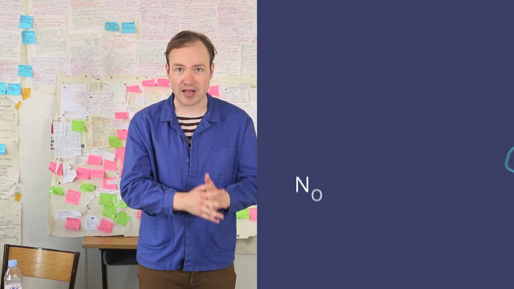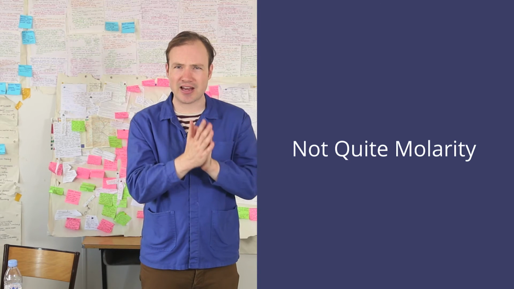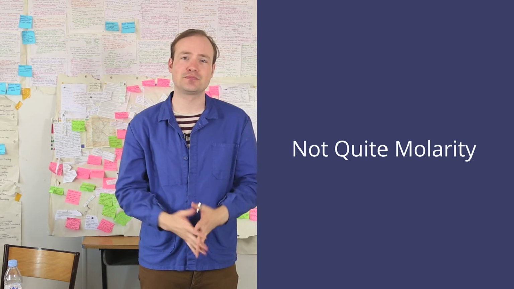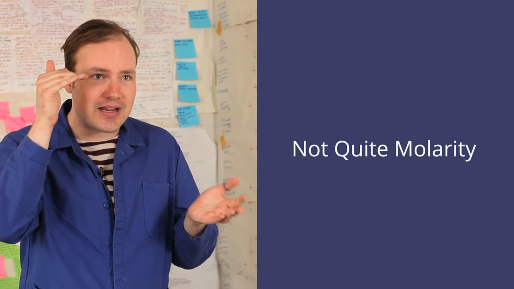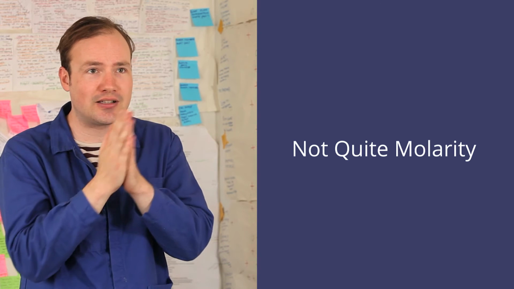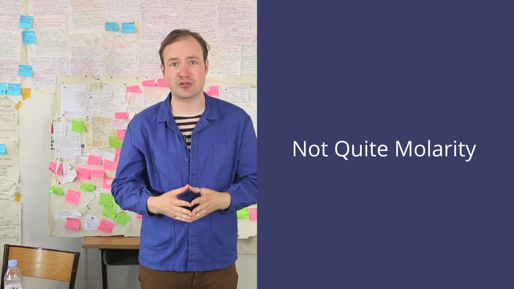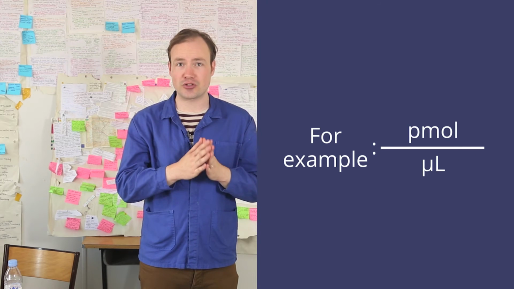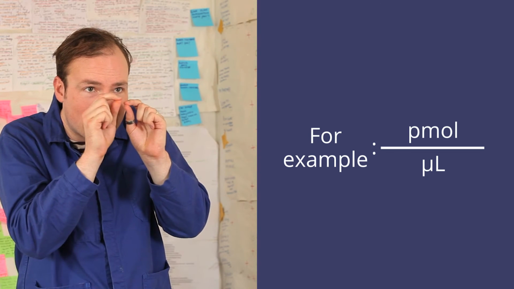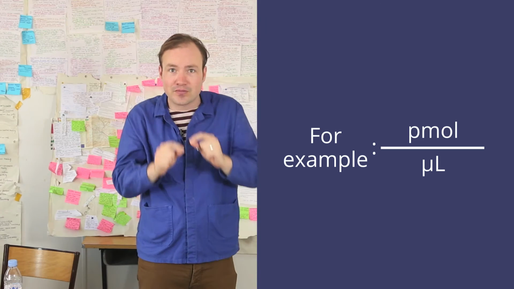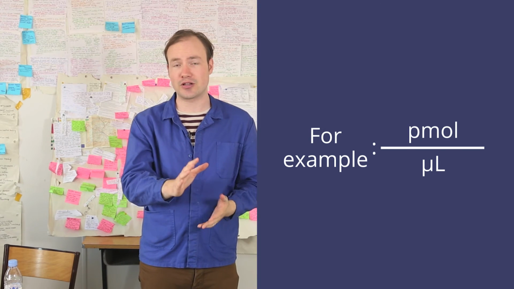Number 5, not quite molarity. 1 mole is a lot of molecules and 1 liter is a lot of water. Often in biology, we don't want to think about quantities that large, so we cut down molarity into tiny little bite-sized units. An example of this that I see a lot is picomoles per microliter. This is just another way of saying micromolar, but it's useful when you're mixing tiny little microliters with your tiny little pipette tips. All of these can be directly converted to molarity, but don't forget to convert.